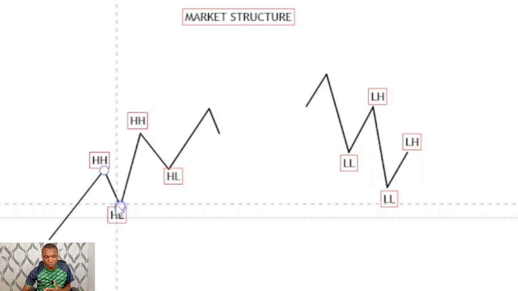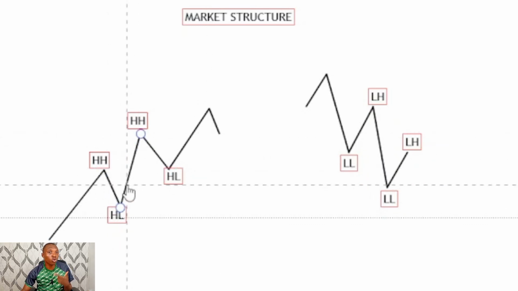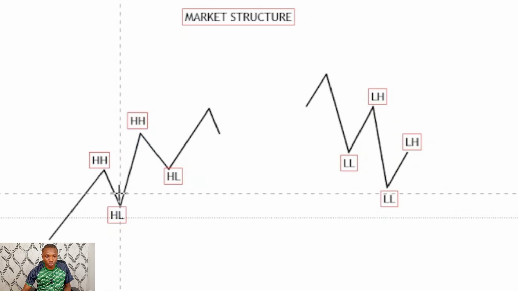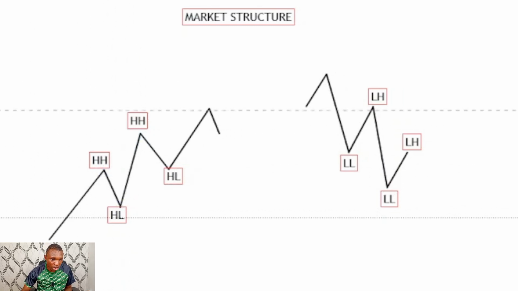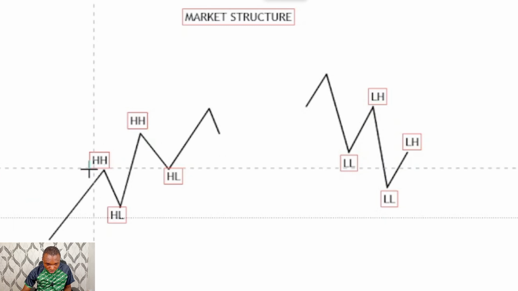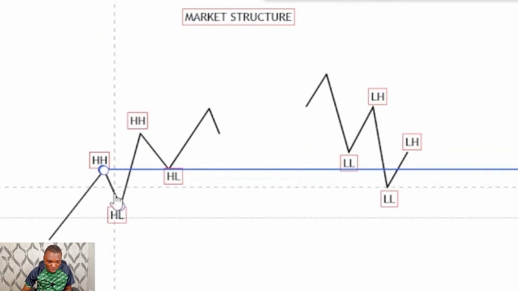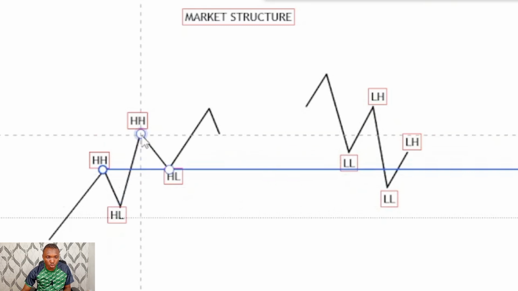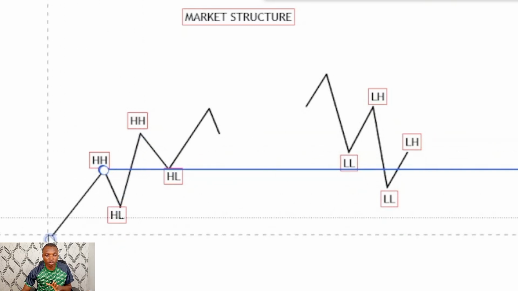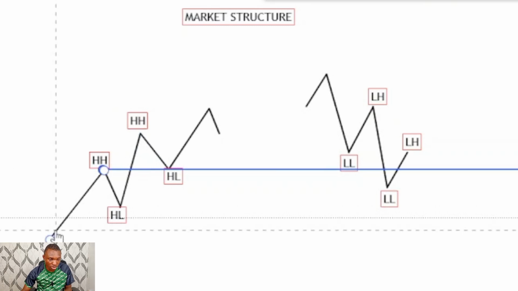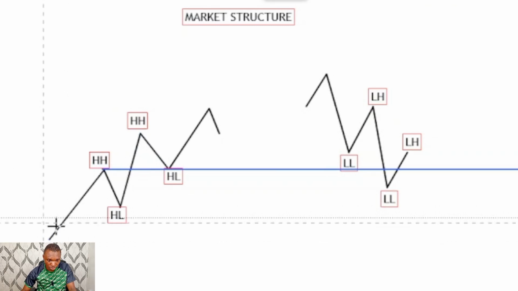It continues going up. Now, usually when it's going up, before you confirm that particular thing has broken, you must see a break of structure at this particular area, right? So looking at this market, you will see a break of structure at this particular area. This is a bullish market, right?